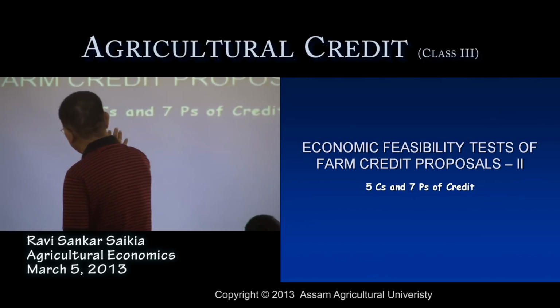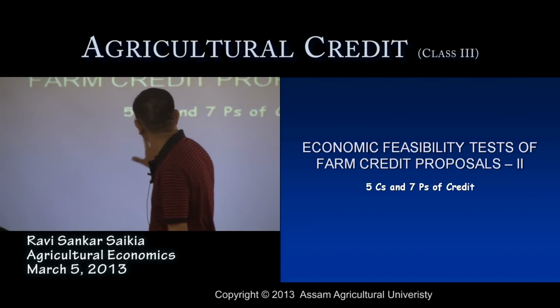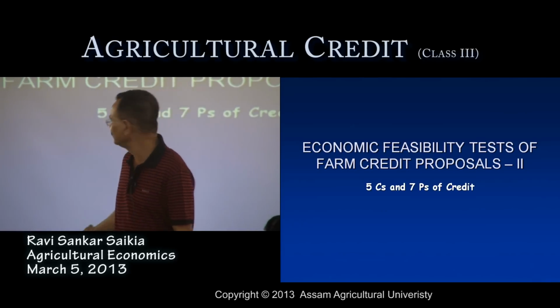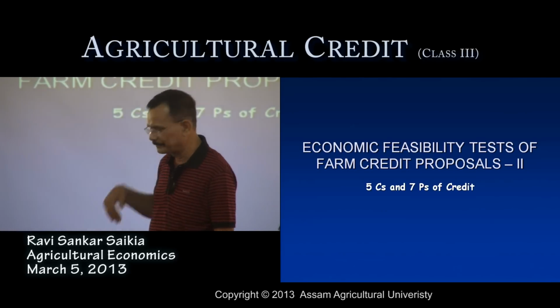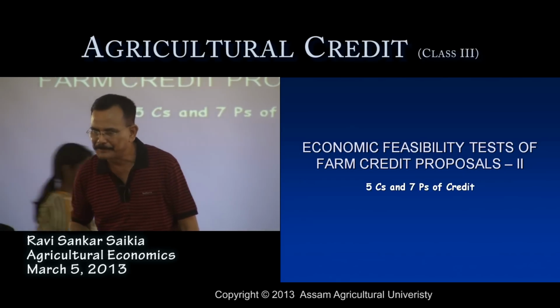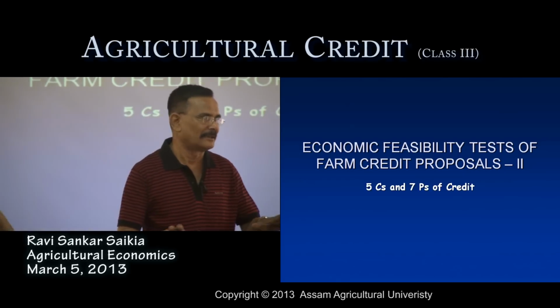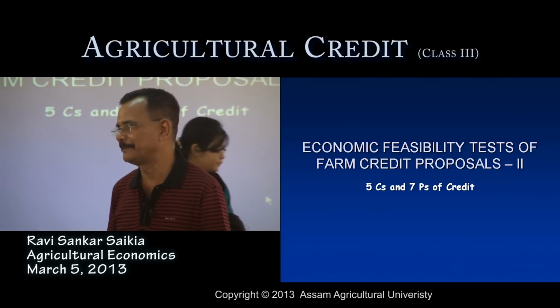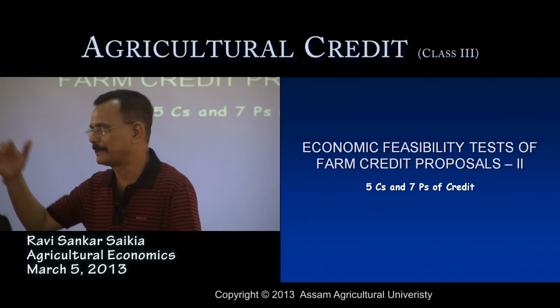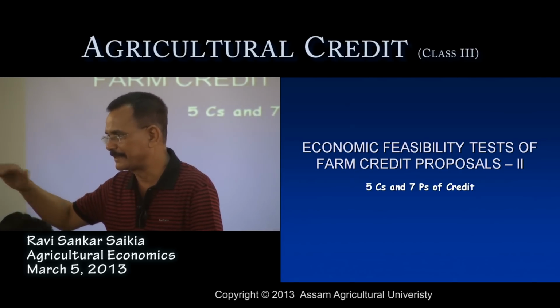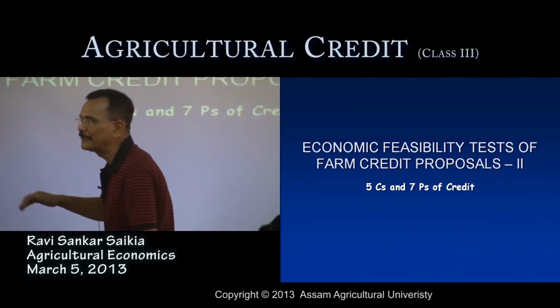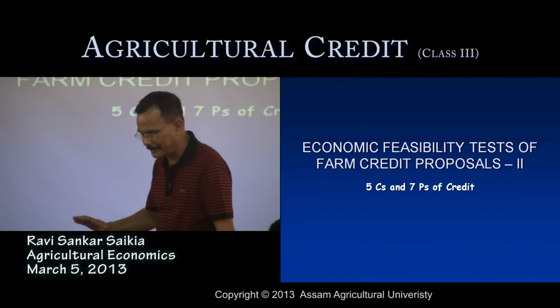Now today, regarding the economic feasibility test of a farm credit proposal, here we consider the 5 C's and 7 P's of credit. 5 C's and 7 P's of credit. Some economists always try to examine the economic feasibility test in a different way. There we get the economic feasibility test as the 3 R's of credit. Here we will discuss the 5 C's or 7 P's of credit. Same thing we will discuss in a different way, okay.